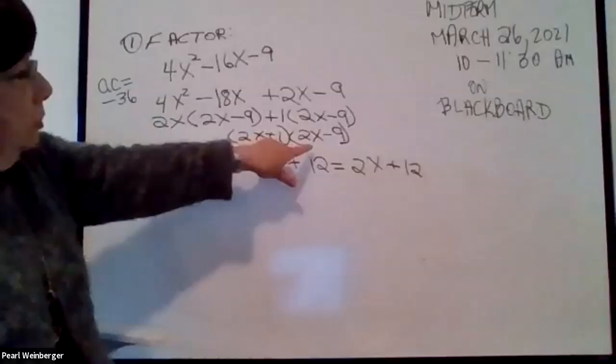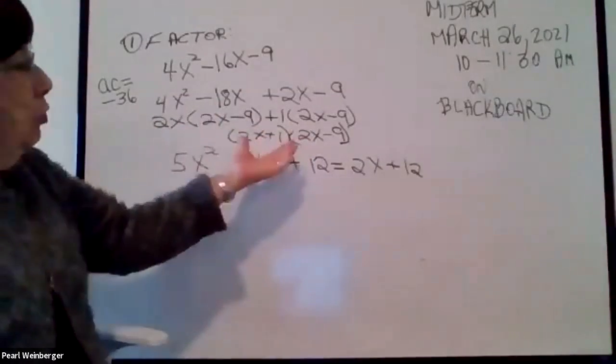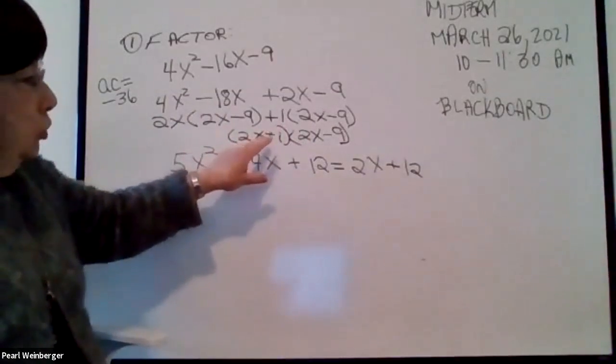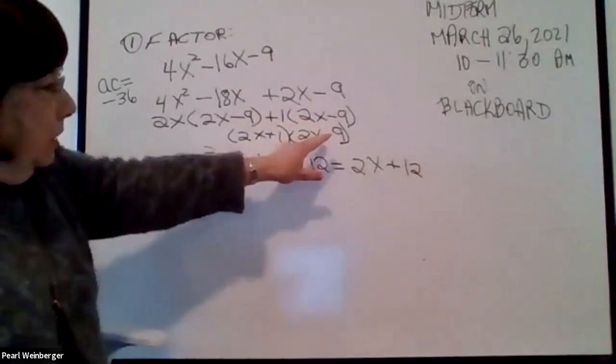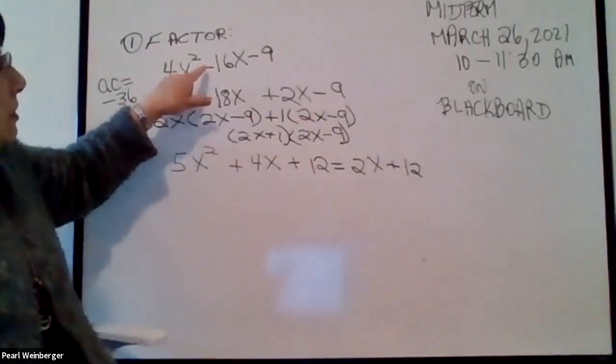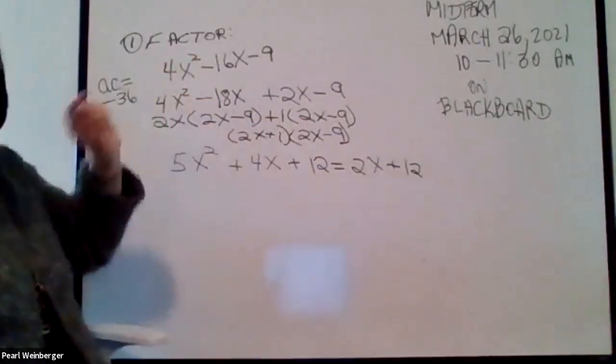Notice you could have put the 2x minus 9 first and the 2x plus 1 second. The order in which you write the 2 parentheses doesn't matter. Just make sure you didn't write a negative 9 and a plus 1. You always have to remember that the middle sign tells you what the sign of the larger number is.